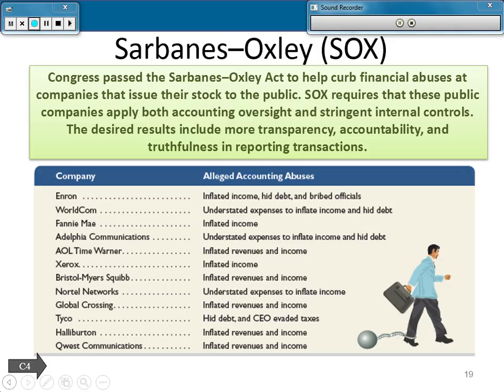Okay, so most of these are inflated income. Bristol Myers was inflated revenues and income. Basically, they completely went overboard with revenue. So they're all pretty much the same. But this is what SOX protects the public from: having to have a big downfall, like with Enron and Tyco.